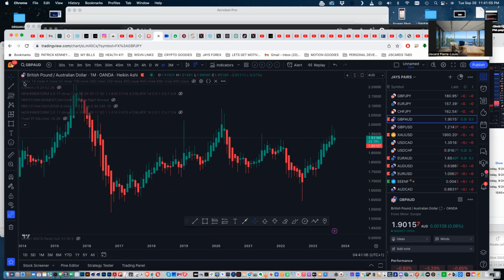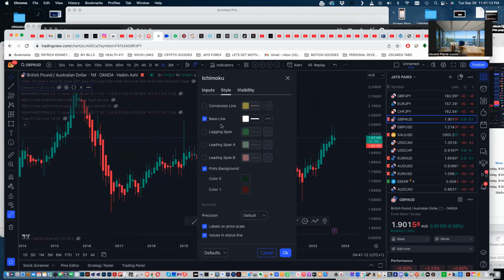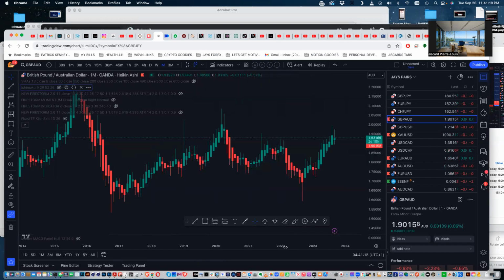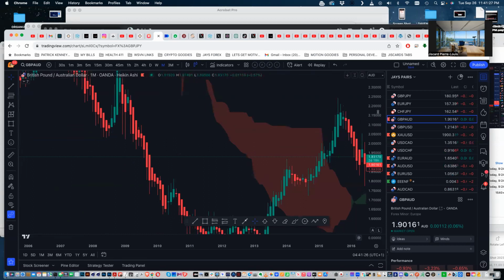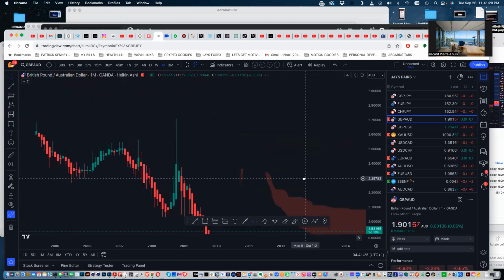If I were to add, let's say, the cloud on here, okay? I'm going to not put the baseline on there. The baseline is going to come later. I just want you to understand the Kumo cloud itself. See, this is the cloud. It's a Kumo cloud. It's a very simple Ichimoku strategy.